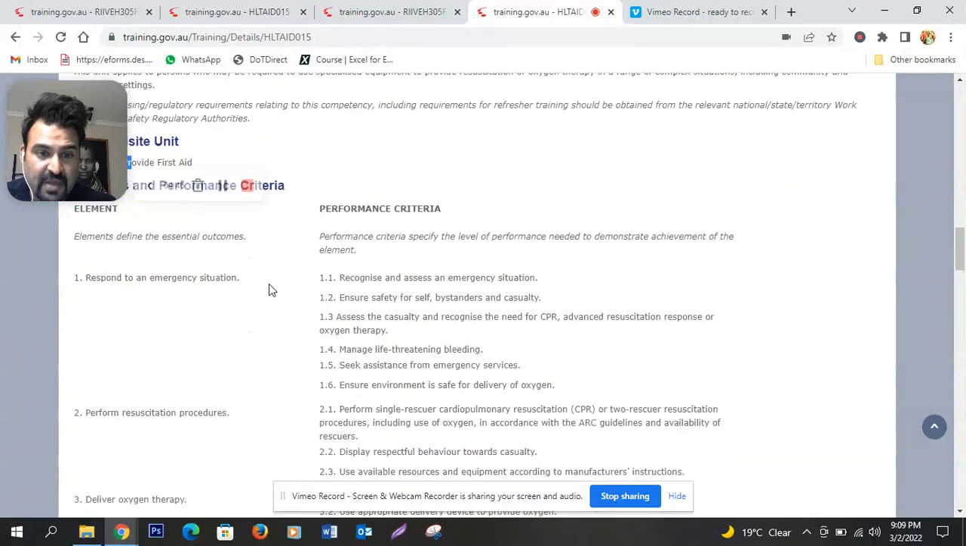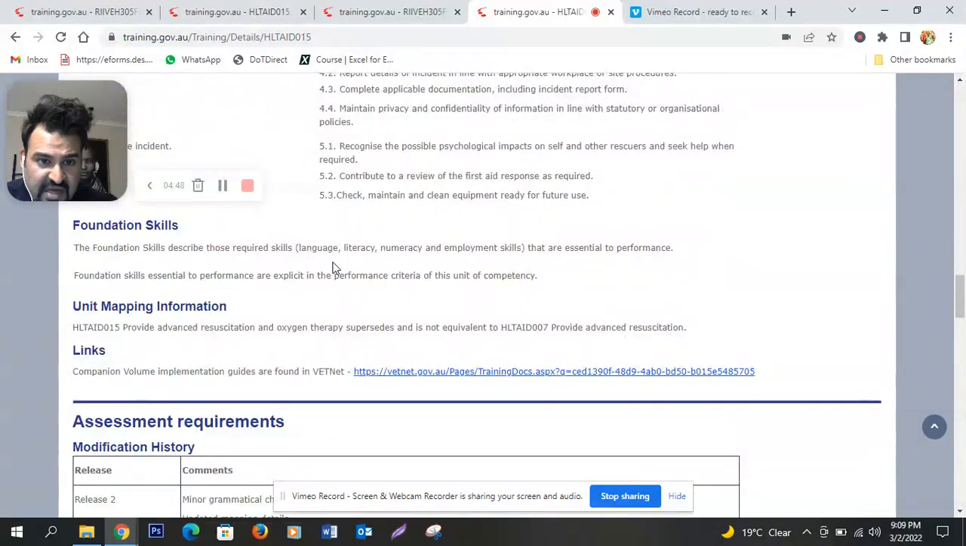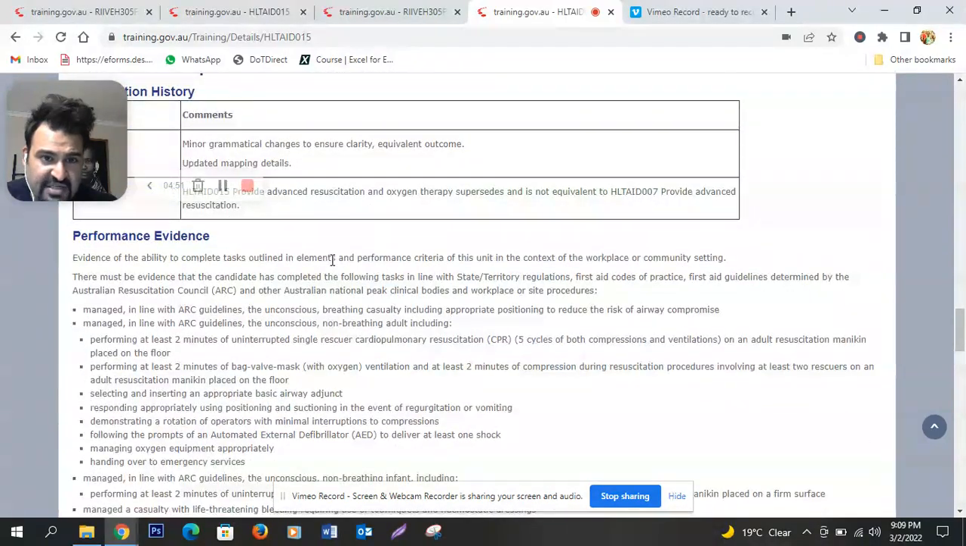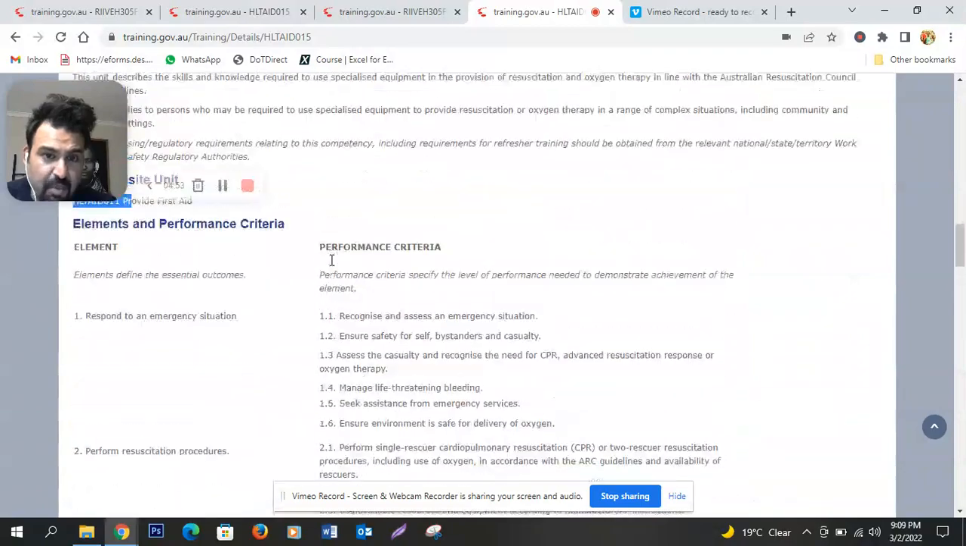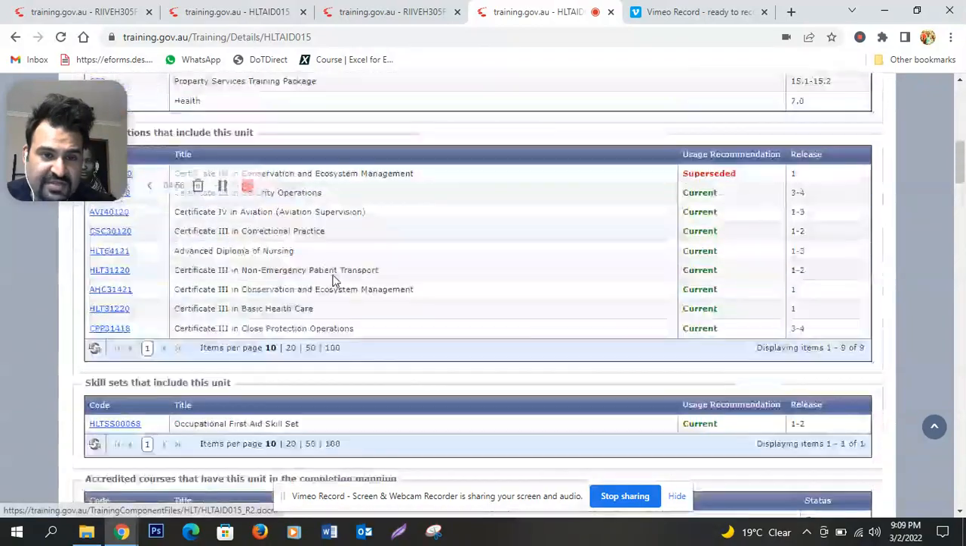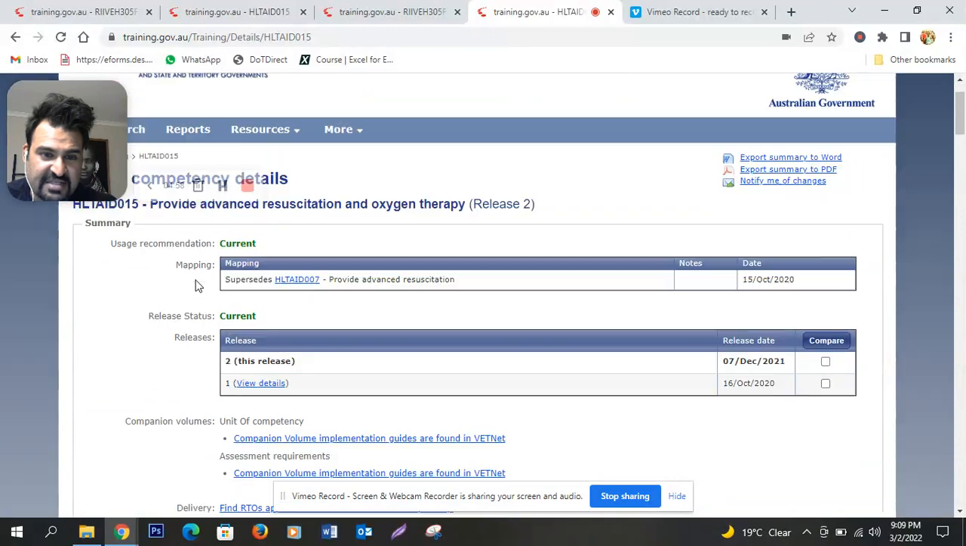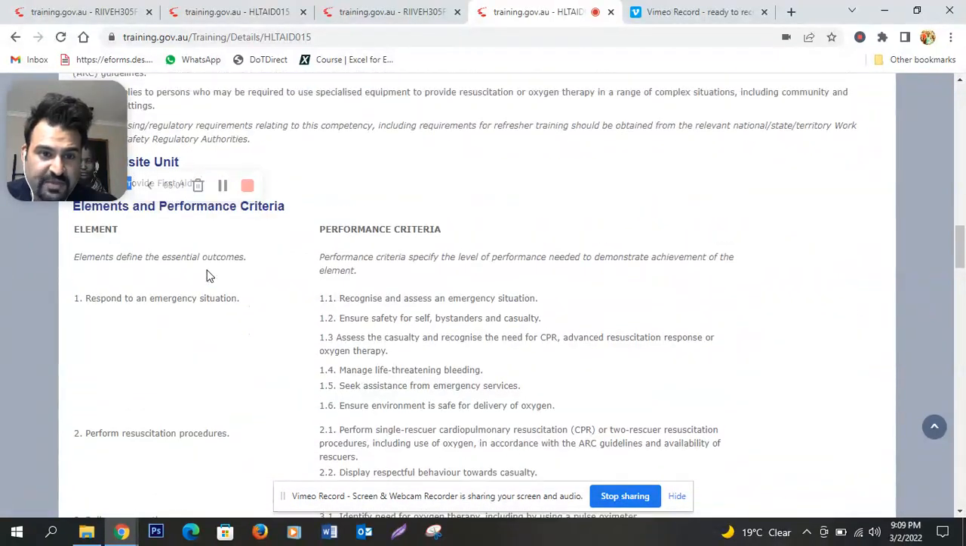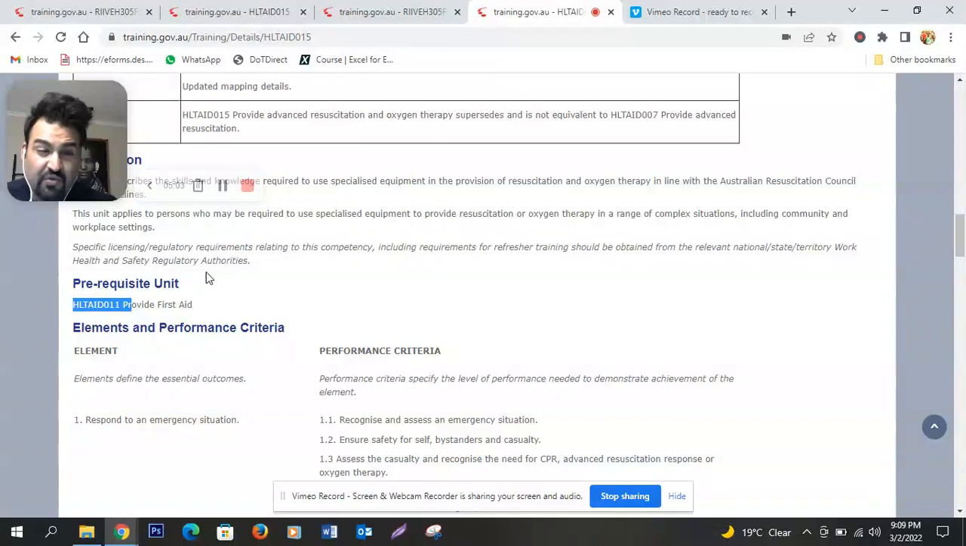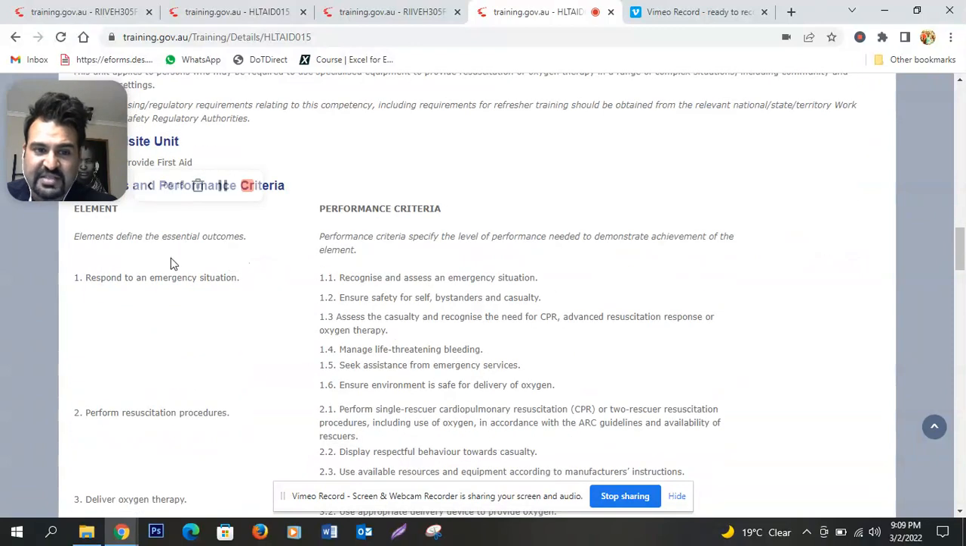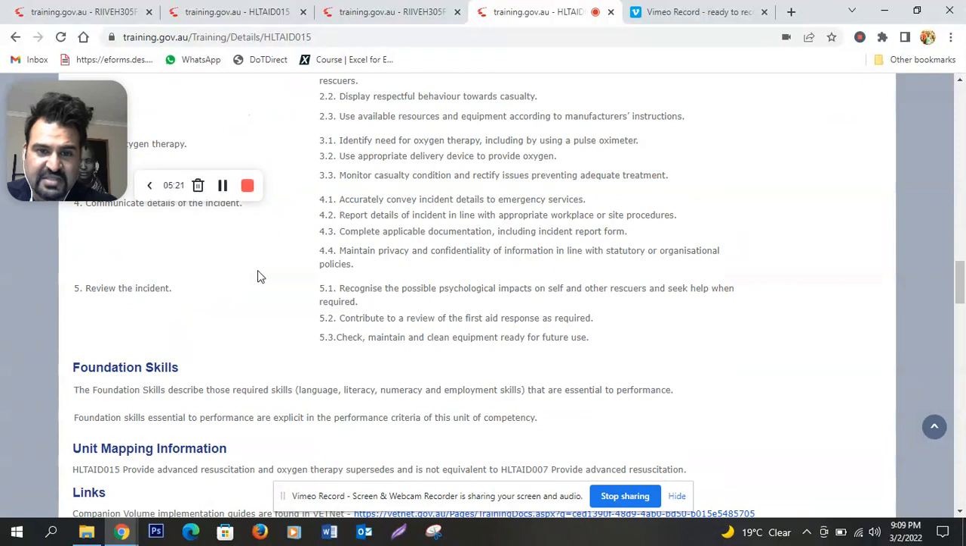When we come down here, we see the very important components of this unit, HLT8015. We have the three main parts in it. The first part is the PC, as I call it, which is the performance criteria. In the performance criteria, you can see that there are certain elements. So you've got 1, 2, 3, 4, 5 elements.